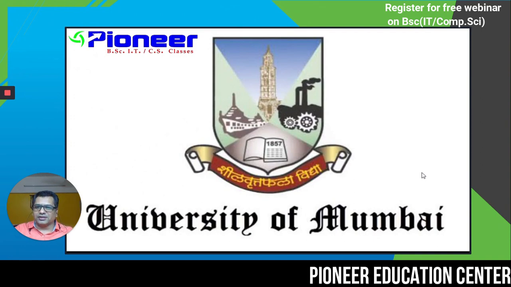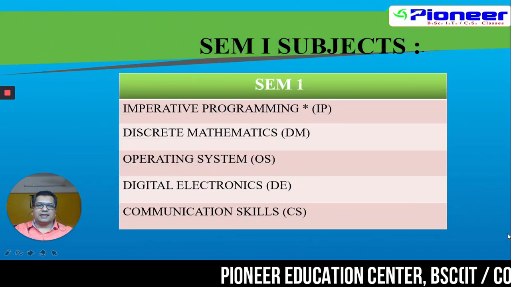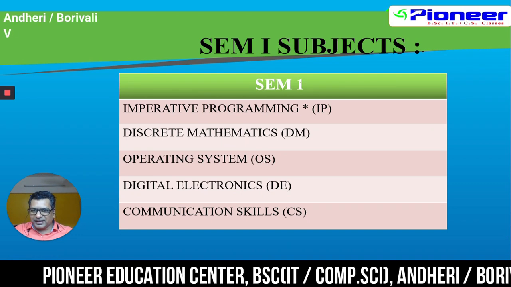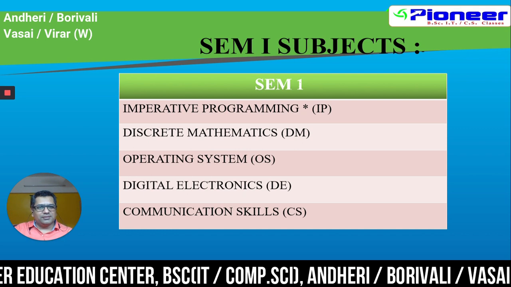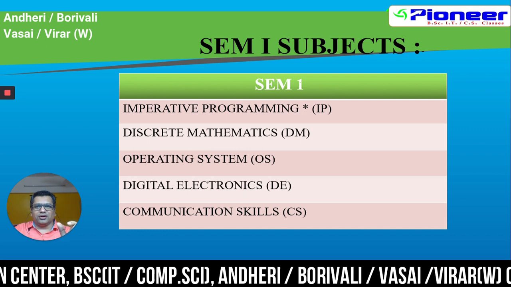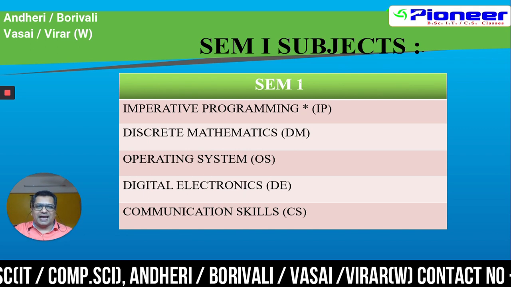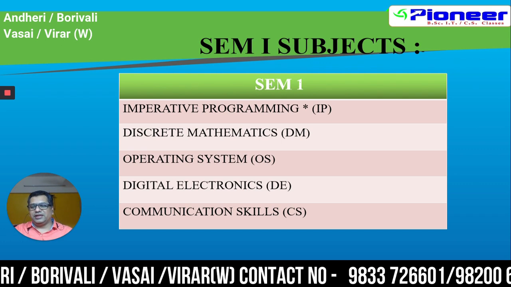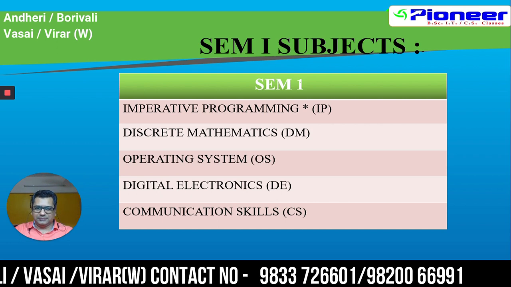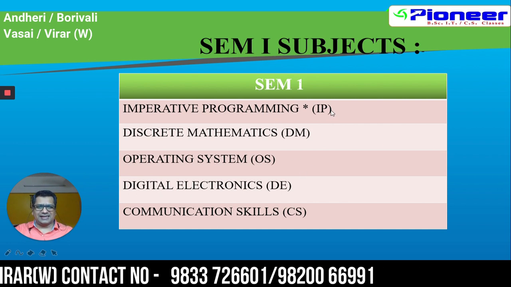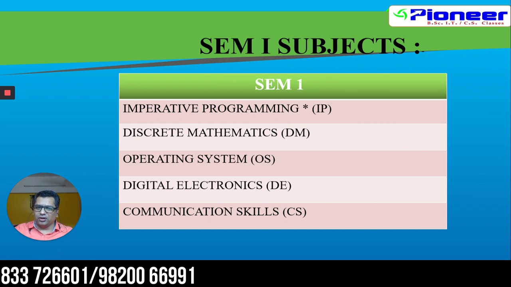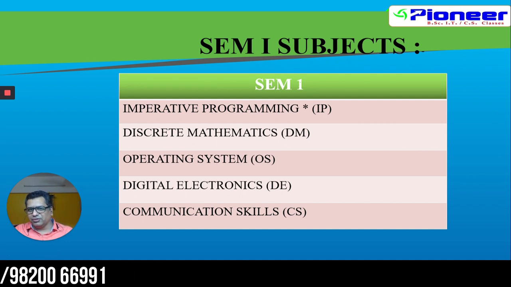So here are the semester 1 subjects. You have got 5 subjects in semester 1. We have given some short codes, like imperative programming, that is IP. The star specifies that in that subject you need to have programming skills. So you got 5 subjects: IP, discrete mathematics, OS that is operating system, digital electronics, and communication skill. Today, rather than going into detail, I would like to give just an overview of the subjects.